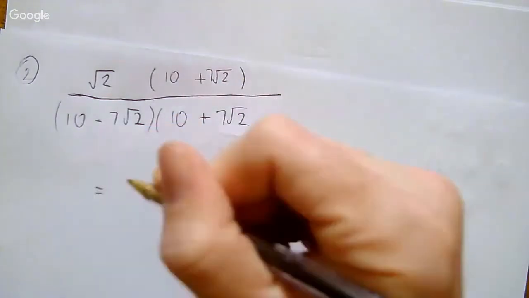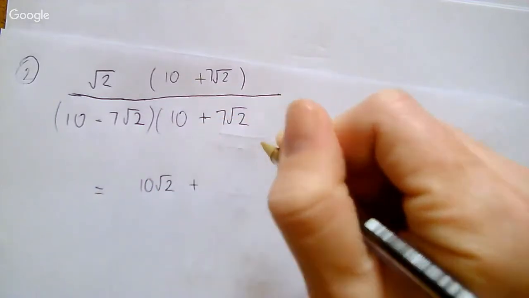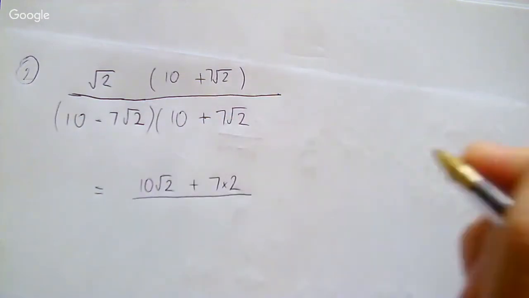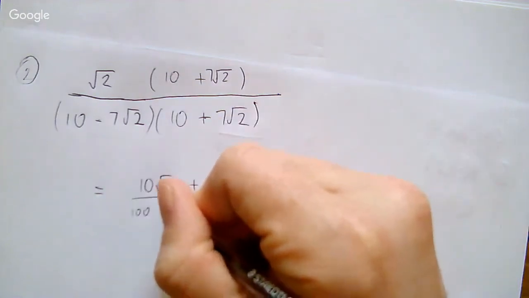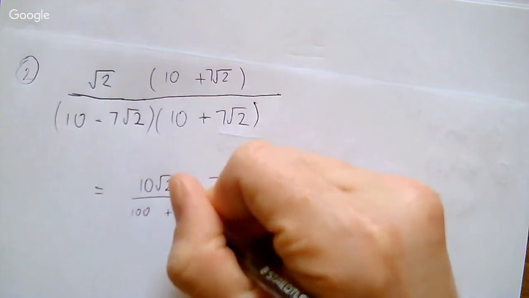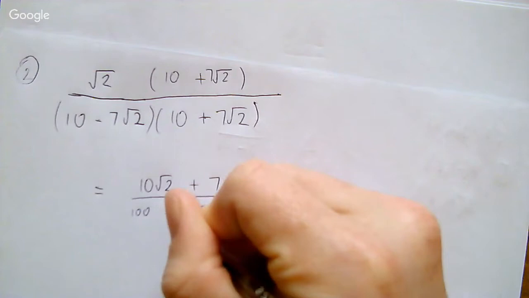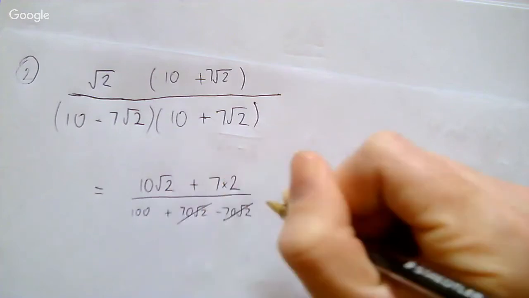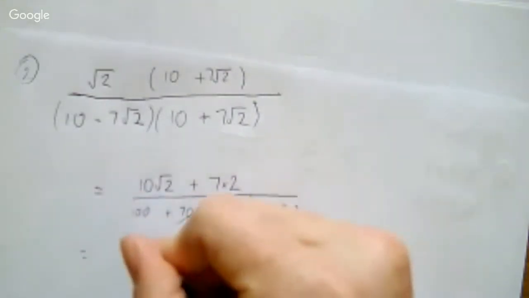Okay, so the top is going to give me 10 root 2 plus, and then it's going to be 7 root 2 times root 2. So that's just going to be 7 times 2, which I'll deal with in a moment. And then on the bottom, I'm going to get 100, then plus 70 root 2, and then minus 70 root 2. That always happens. They always cancel. And then I'm going to get minus 7 root 2 times root 2, which again is just normal 2, giving me a minus 49 times 2. And now I'll start to neaten that up.